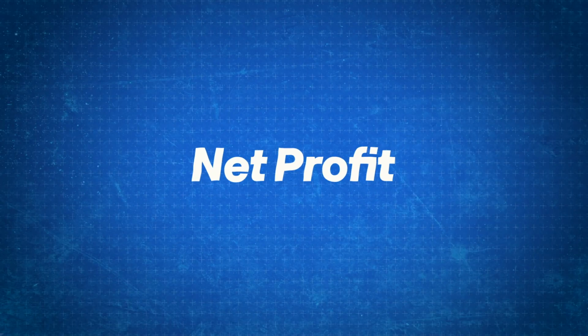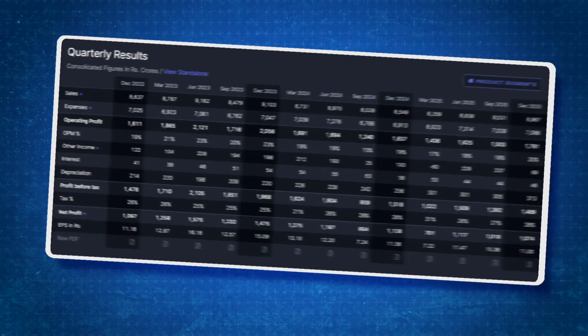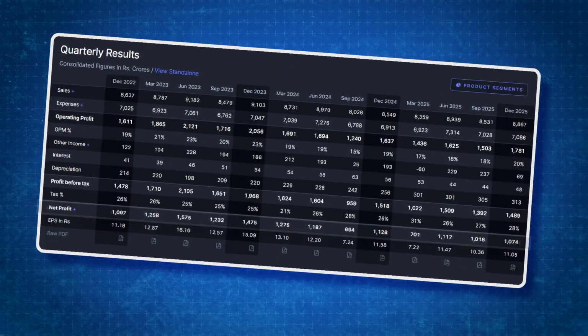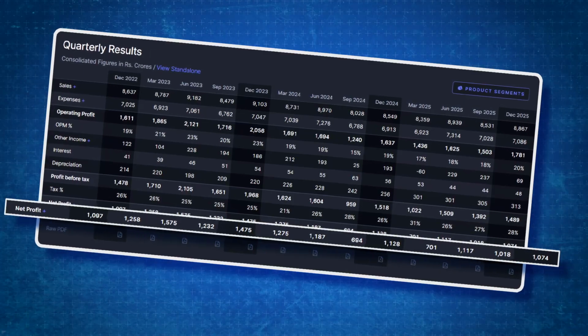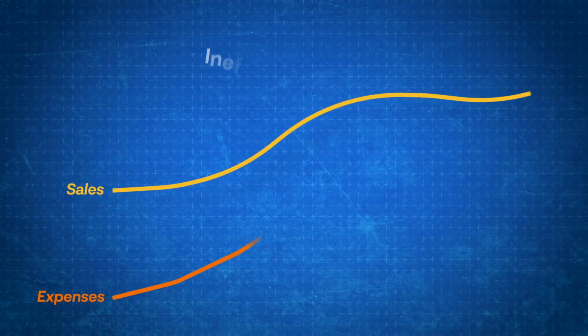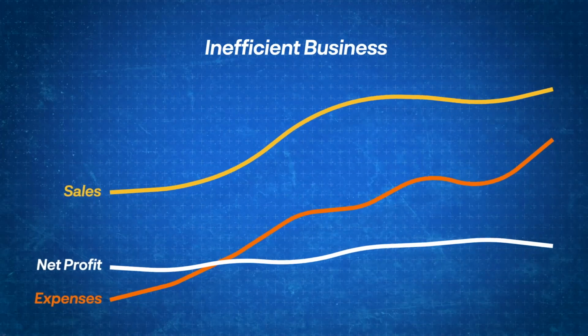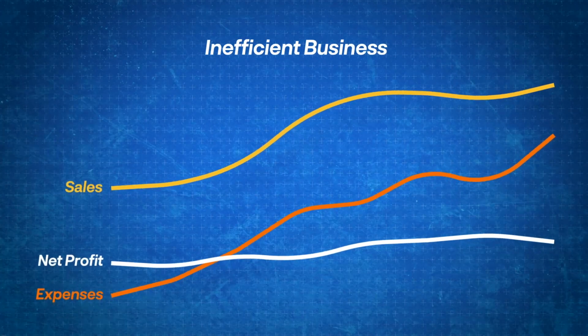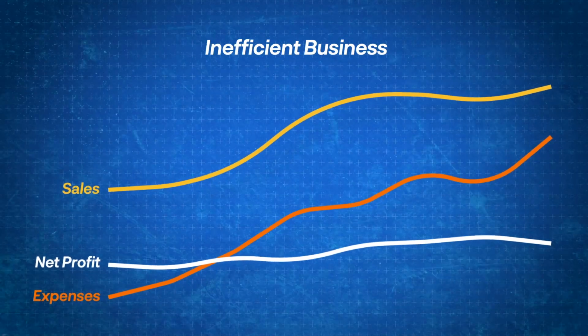Net profit. This shows how much the coffee shop can actually take home, after everything. In finance, we call this the bottom line, because it literally sits at the bottom of the statement. If this number is growing every year, the business is healthy. If sales are going up, but net profit is going down, the business is inefficient.